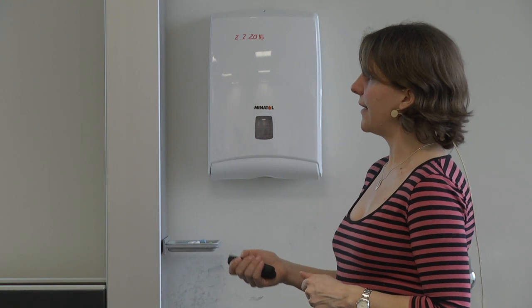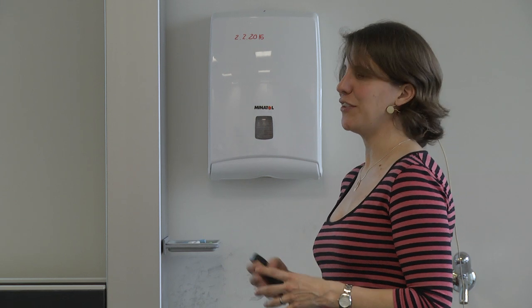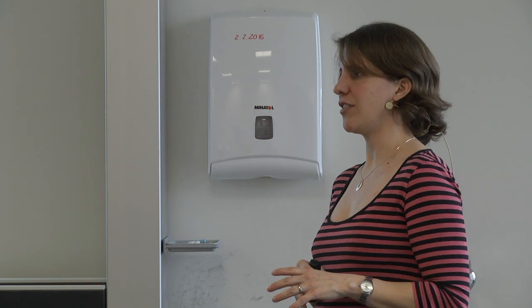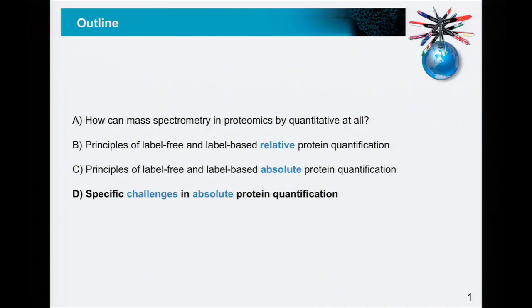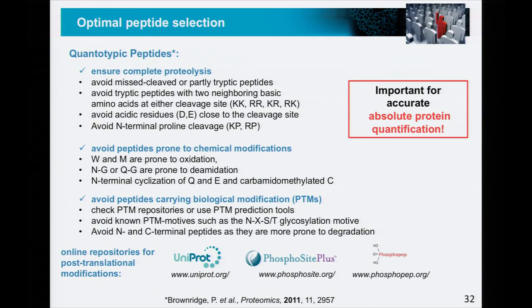Great. Then, in the last part, I would just quickly like to draw your attention to a few specific challenges that you face if you plan to do an absolute measurement, and many of them we actually mentioned already. There are 4 points I want to make. The first one is the optimal peptide selection for absolute quantification. And this we already discussed in detail yesterday. These were the different requirements that you have if you work with quantitative peptides.